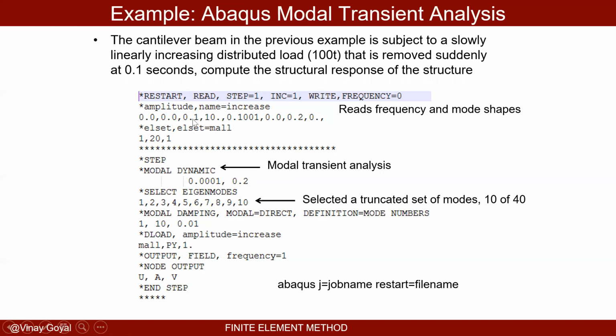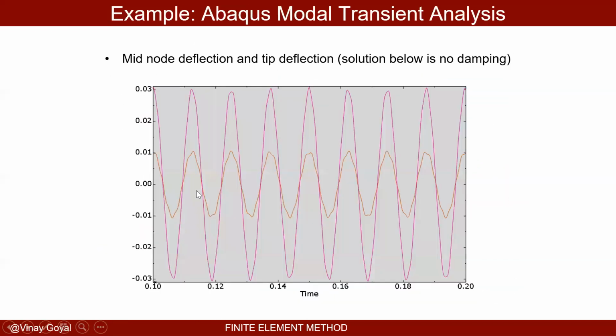So in this example, I'm showing a cantilever beam that I have previously discussed and showing how you could basically run the model. And then you can look at the mid-node deflection and tip deflection. And when you compare against what I've shown in lecture 14, you will get the same answer. But much more efficiently.